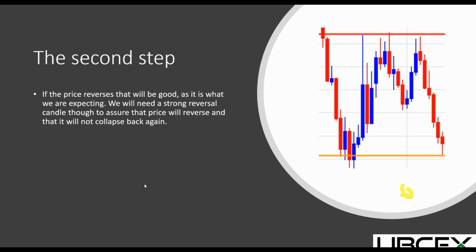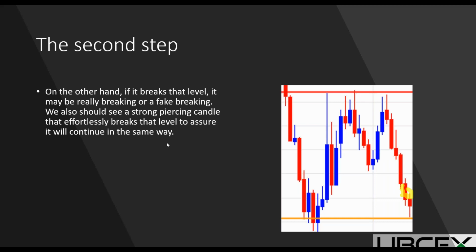If the price reverses, that will be good, as it's what we were expecting. We will need to see a strong reversal candle, though, to assure that the price will reverse and will not just collapse back down again. So this is why we don't want to see a small body candle. We don't want to see an indecision candle. We want to see a strong candle where price is bouncing off of that support line.